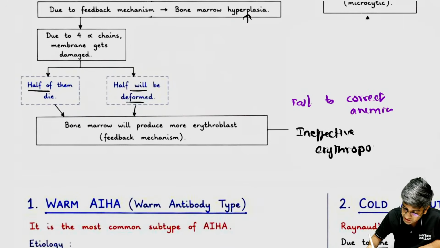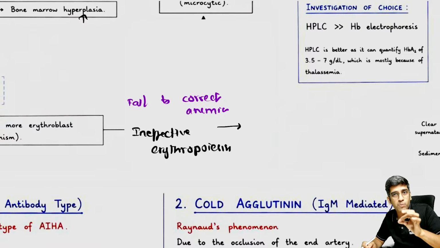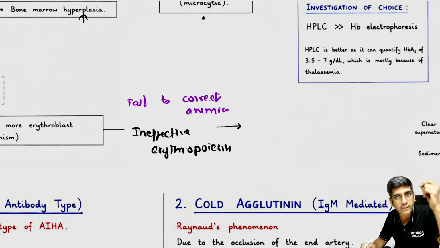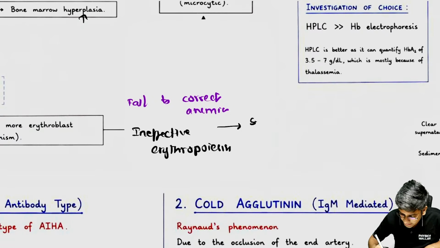Ineffective erythropoiesis can lead to two more reasoning why questions. Because of ineffective erythropoiesis in the bone marrow, what will happen to the spleen? Will they contribute to hematopoiesis? Yes or no? Obviously, they'll contribute to hematopoiesis. Will they be able to correct? No, because the problem is in the blast, not in the bone marrow, right? Because of that, you will end up having splenomegaly.